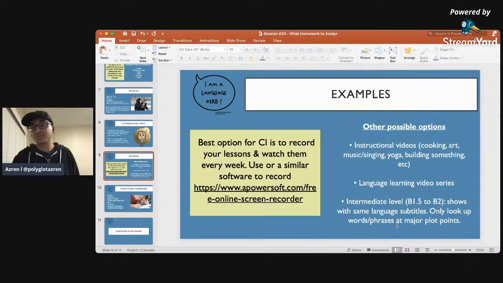For intermediate students, you might look at shows on Netflix, right? But it's important when you watch shows on Netflix, don't look up every word. Only look up words and phrases at major plot points. You need to tell your students that, because otherwise they get lost and confused and they start to look up all the words and it's overwhelming. No. Only have them look stuff up on major plot points, where if they don't look it up, they're going to be lost for the rest of the show. They're not going to understand what's happening. So that's a big thing you can do.